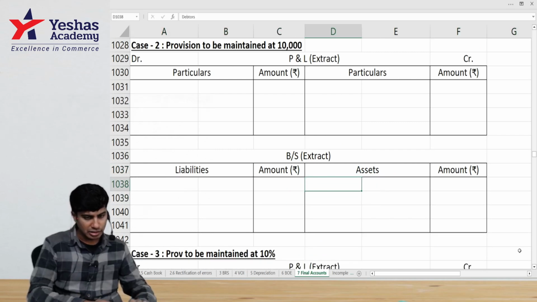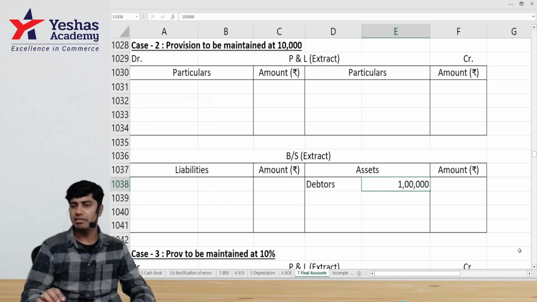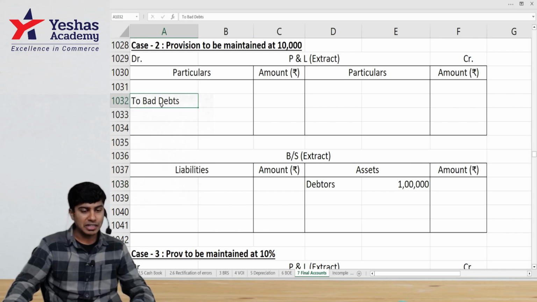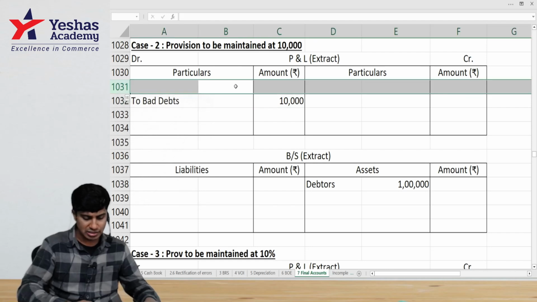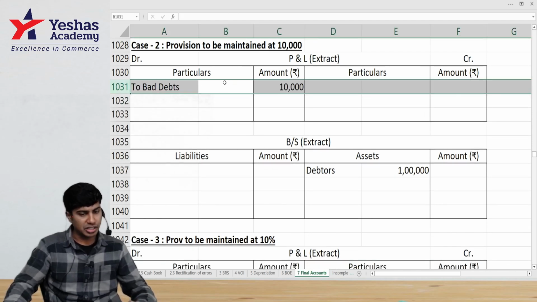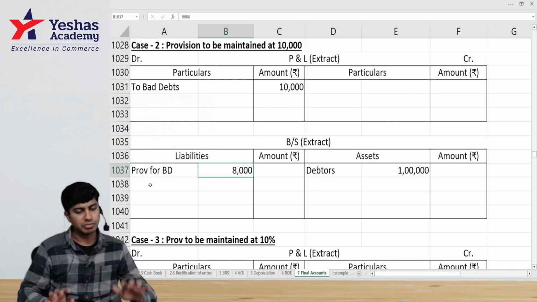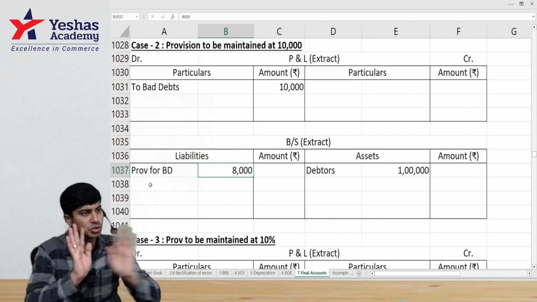I would write debtors 1 lakh, as per trial balance. I've written bad debts here, as per trial balance, it's 10,000. I've written 10,000 as it is. No change. Provision, as per trial balance, is 10,000. I've written, sorry, 8,000. I've written that 8,000 also.